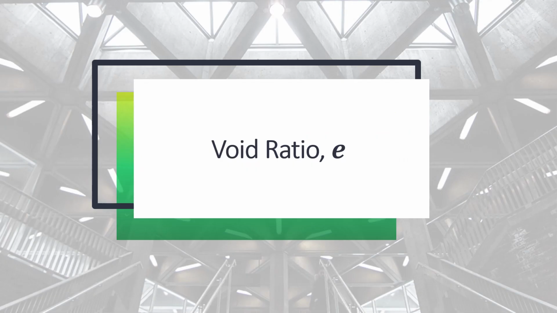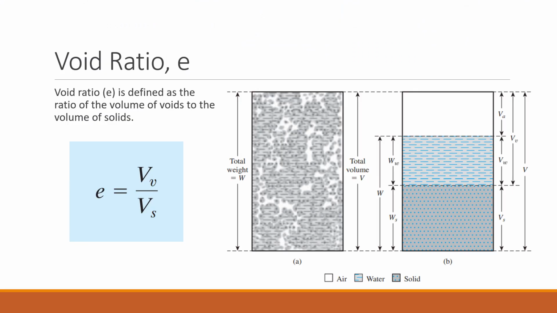So the first physical property that we will be talking about is the void ratio, denoted by small letter e. By the way, void ratio has no unit because if the unit for volume is cubic meter, and we divide cubic meter by cubic meter, the units will cancel out, leaving our void ratio with no unit.